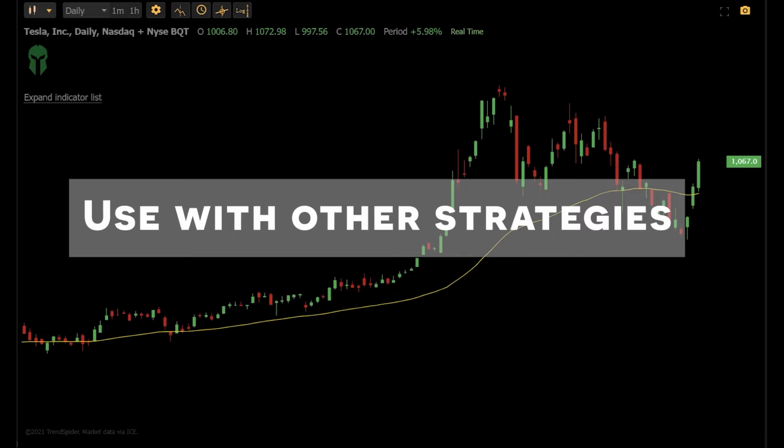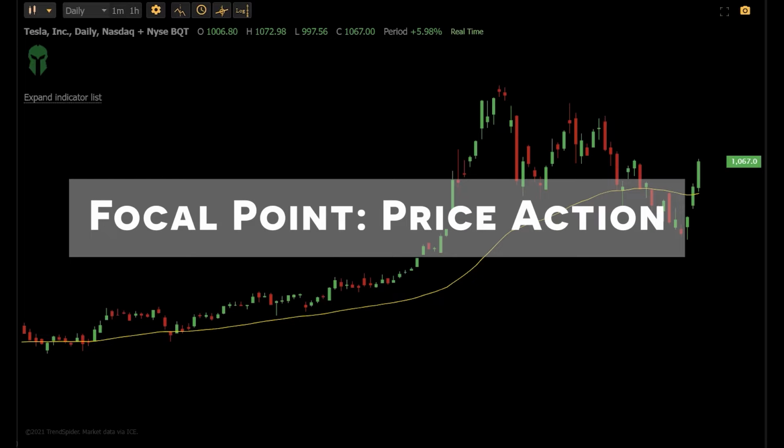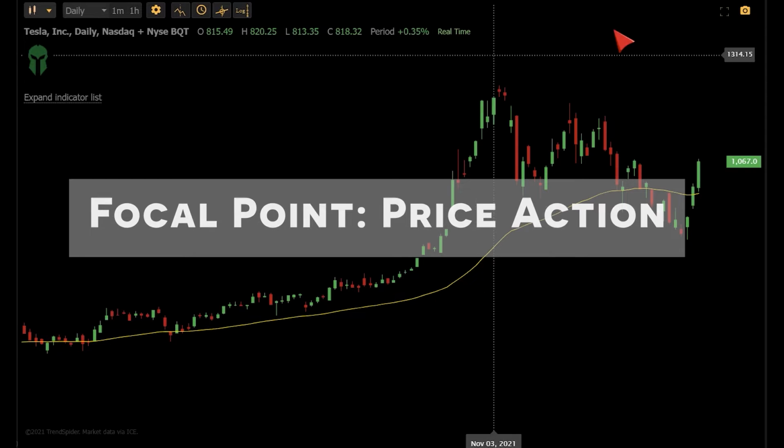Again, this is one tool. We're going to show how to use this tool through a couple of different ways, but really through price action. That's going to be our focal point: price action and some of the other lessons that we've already gone over. So we're going to focus on that today.